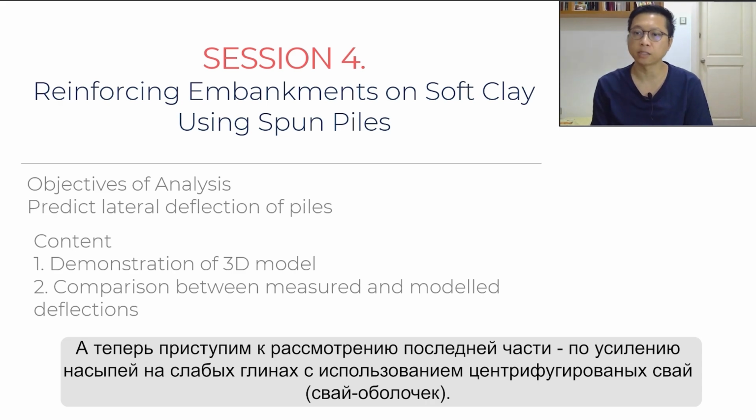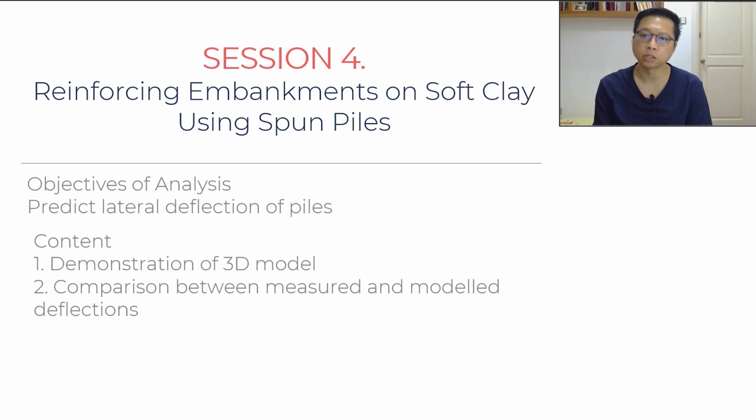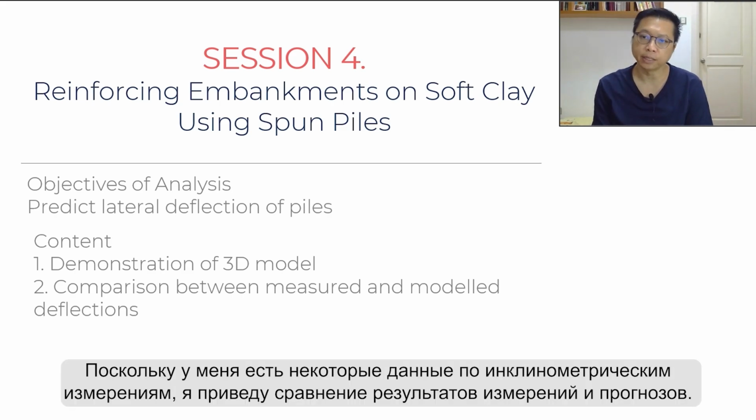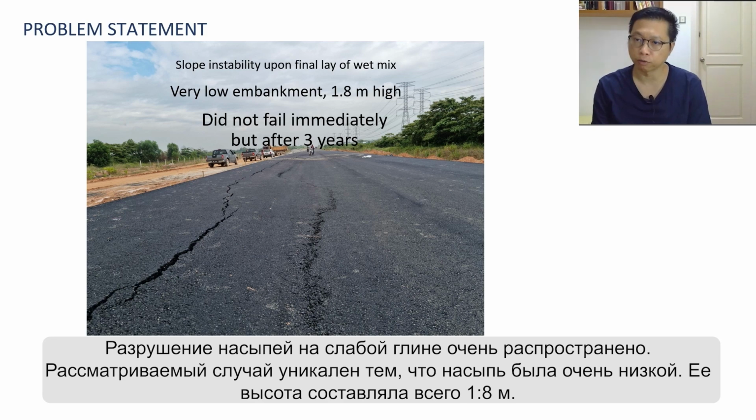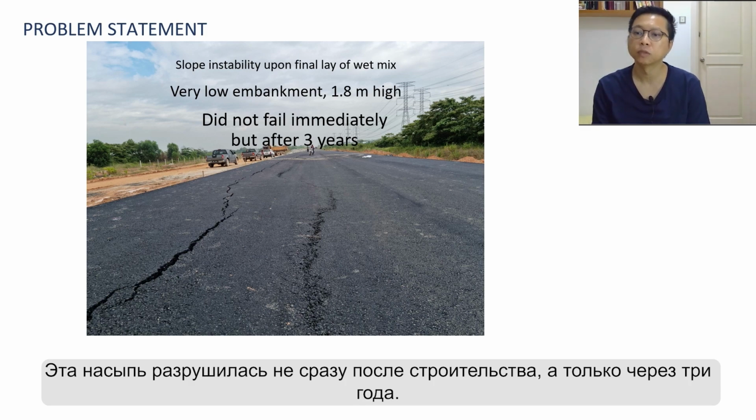Now this comes to the last session of the topic, reinforcing embankments on soft clay using spun piles. Since I have some data from the inclinometer, I will present the comparison of the measurement and the prediction. Now, embankment failure is very common in soft clay. This case history is unique because the embankment was very low. It was only a 1.8 meter high embankment. The embankment did not fail immediately after reaching the surcharge level, but it only happened 3 years after reaching the surcharge level.